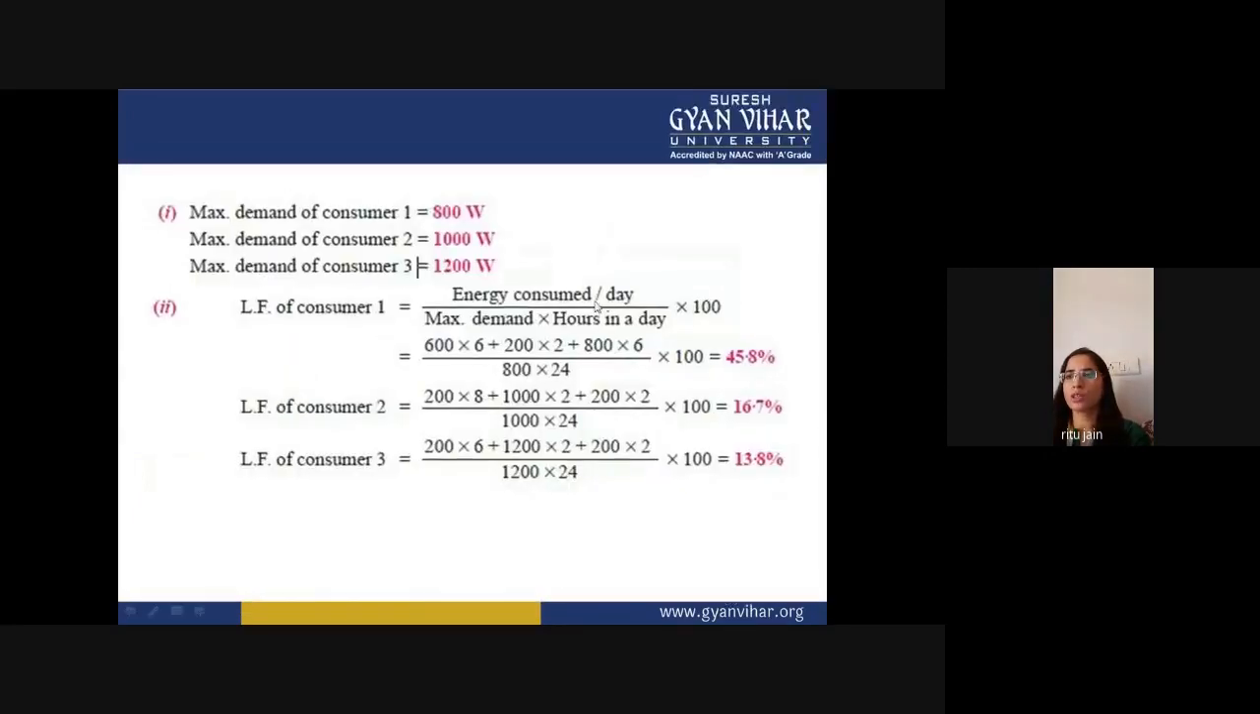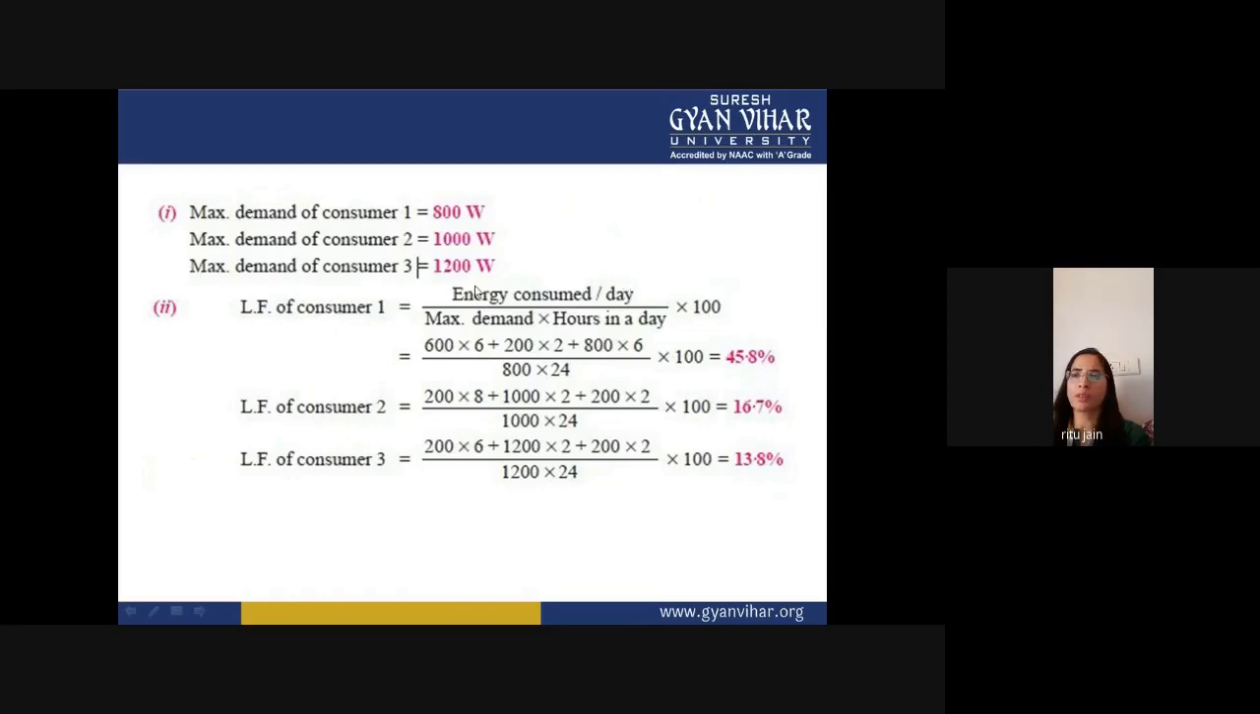So energy consumed by this consumer is 600 into 6, 200 into 2, plus 800 into 6, and it is divided by maximum demand into hours in a day, which is your 24 hours. If you want to calculate it in a percentage form, you can calculate it easily. It will become 45 into 0.8% for load factor of consumer 1. Like this you can calculate.